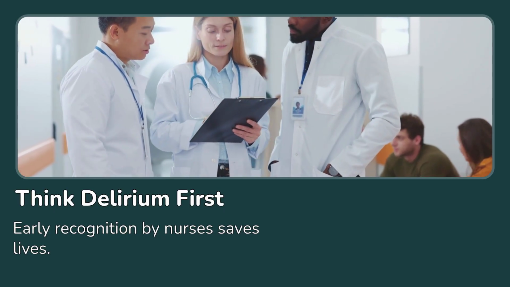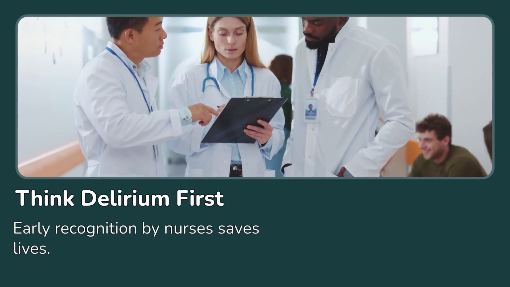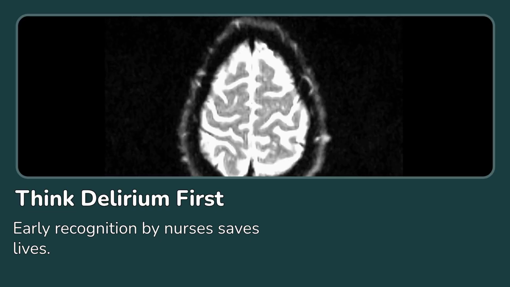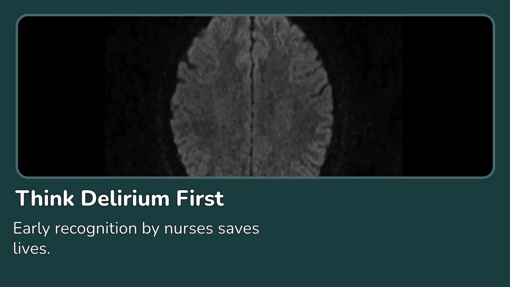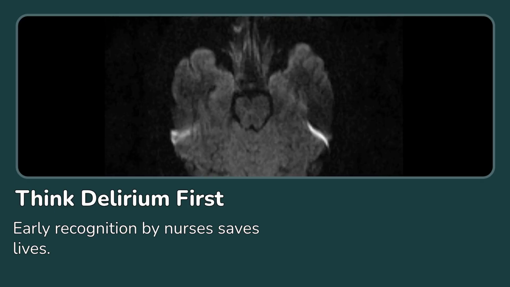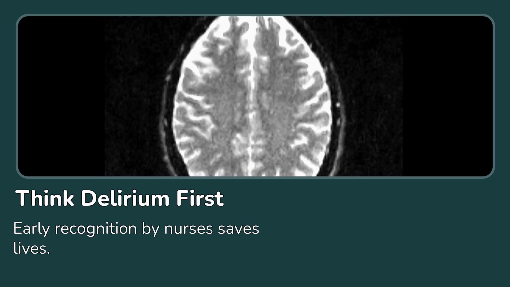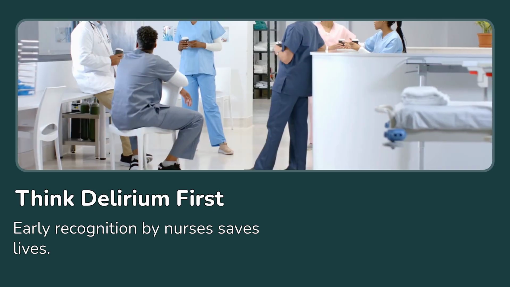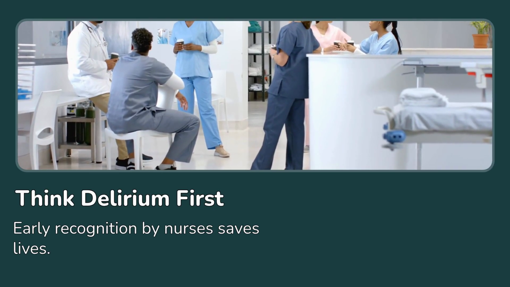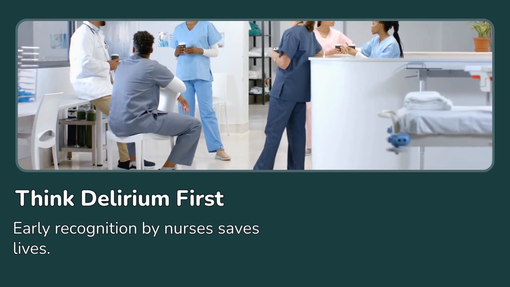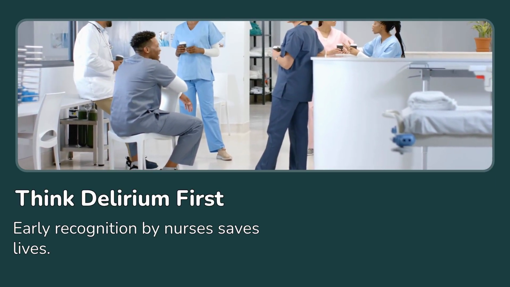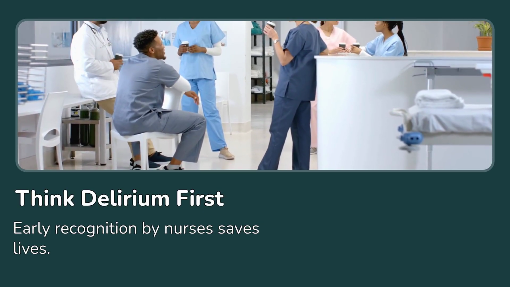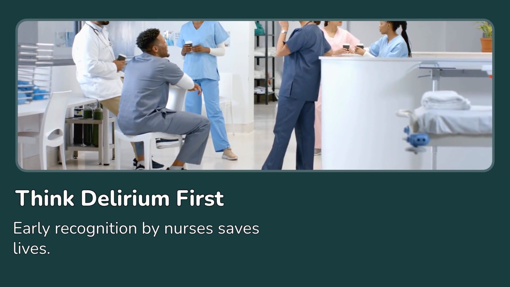If an older adult suddenly becomes confused, agitated, or disoriented, do not assume dementia. Do not assume normal aging. Think delirium first. Delirium is common. It affects millions of older adults each year, increases hospital costs dramatically, and is associated with higher mortality. But here's the key. It is often reversible if we catch it early, and nurses are usually the first to notice something is off. Early recognition saves lives.